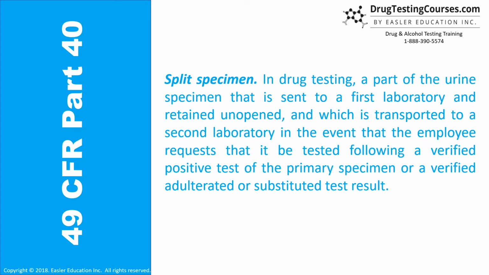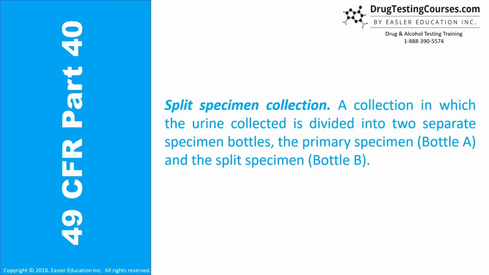Split specimen. In drug testing, a part of the urine specimen that is sent to a first laboratory and retained unopened, and which is transported to a second laboratory in the event that the employee requests that it be tested following a verified positive test of the primary specimen or a verified adulterated or substituted test result. Split specimen collection: a collection in which the urine collected is divided into two separate specimen bottles, the primary specimen, bottle A, and the split specimen, bottle B.